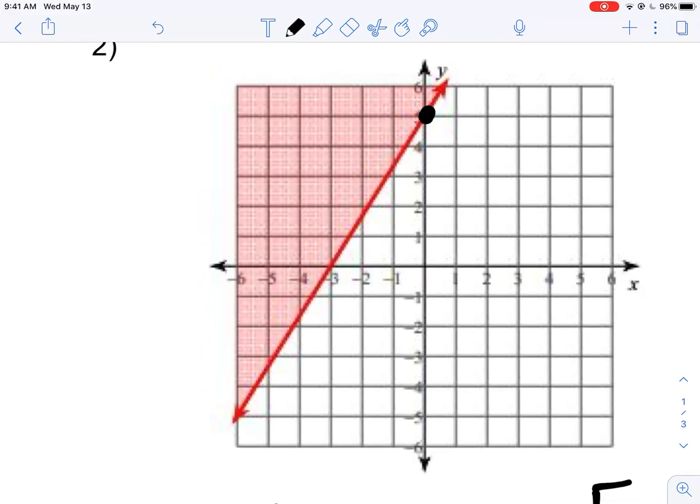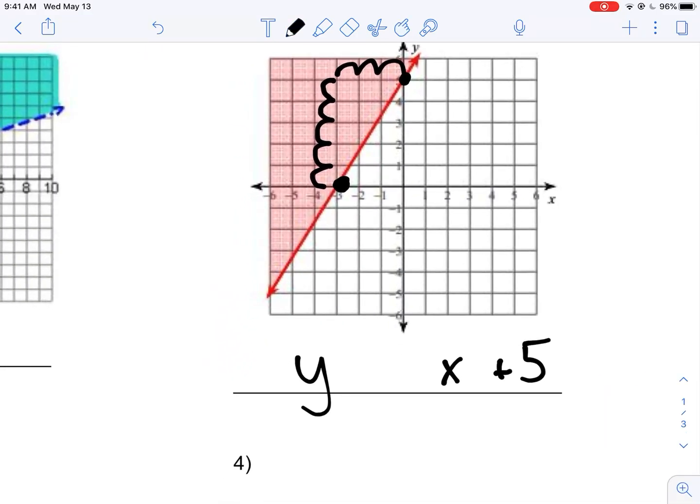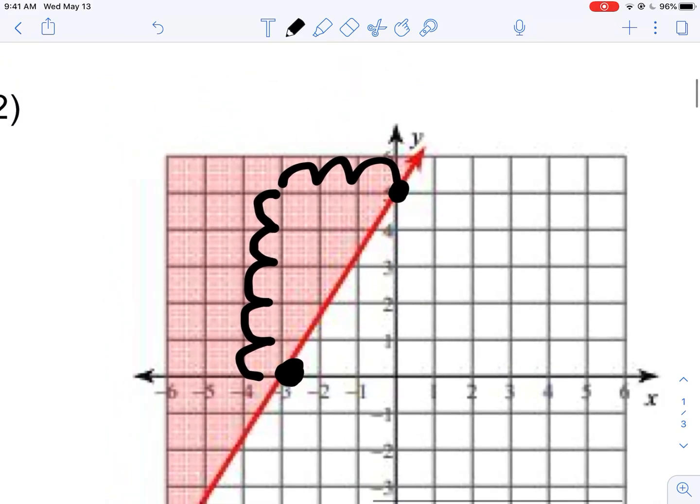So again, you want to find 2 really clear points. These aren't necessarily clear. That line isn't necessarily going right through those coordinates. But I can see the line definitely going through right here. So I can use these 2 points, which means I'm going to go up 1, 2, 3, 4, 5 over 1, 2, 3. Which means I'm going to get a slope of 5/3 x, and I have a y-intercept of 5. Now again, I have to figure out which region is shaded.